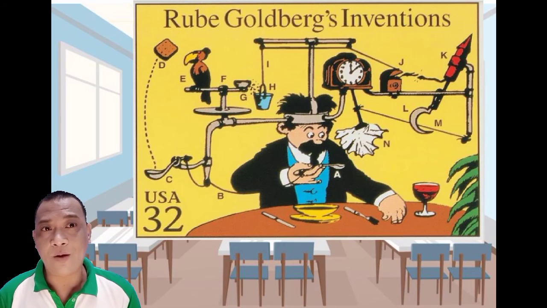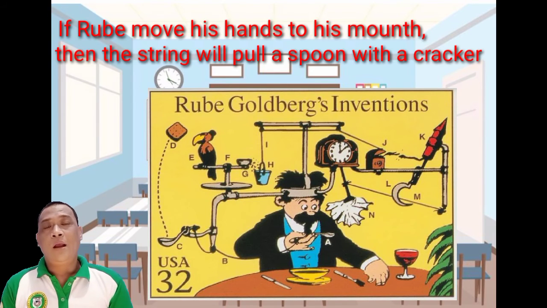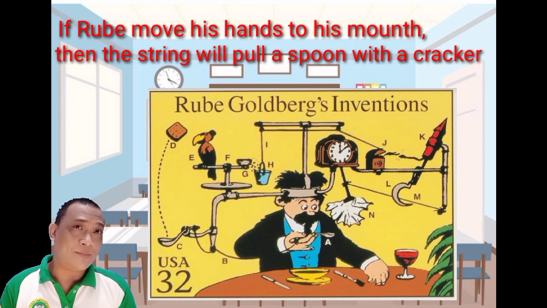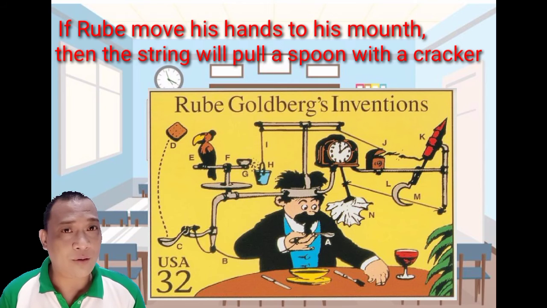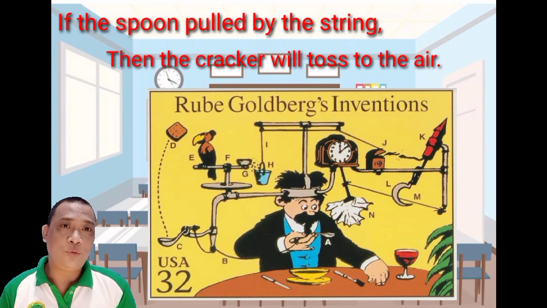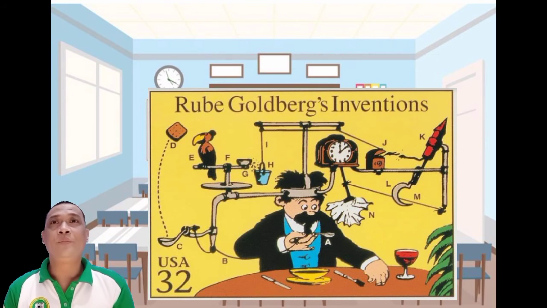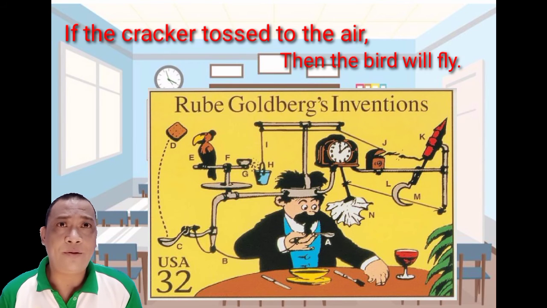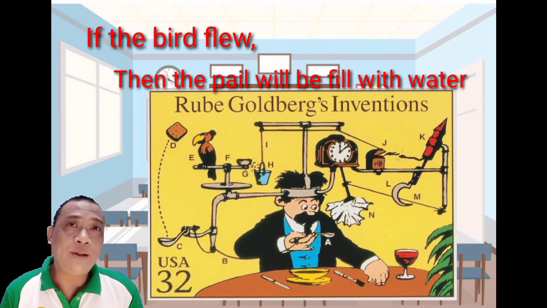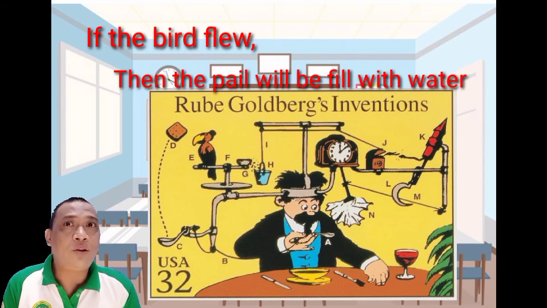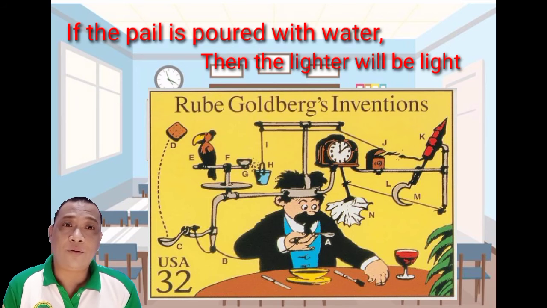Time is up. Okay, so these are the possible answers. If Rube moved his hand toward his mouth, then the string would pull a spoon with the cracker. If the spoon is pulled by the string, then the cracker will be tossed to the air. If the cracker is tossed to the air, then the bird will fly. If the bird flew, then the pail will be poured with water. If the pail is poured with water, then the lighter will be lit.